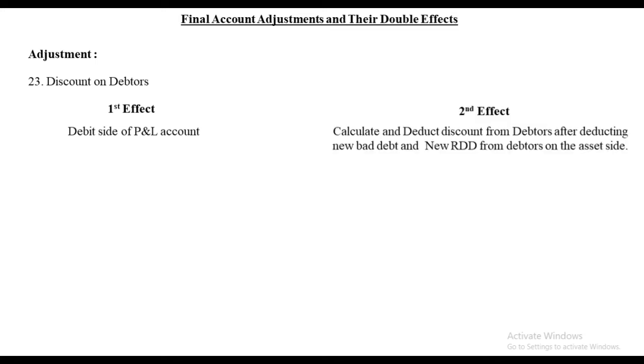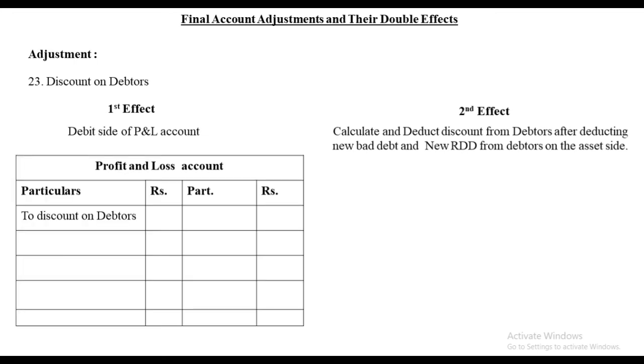Adjustment 23 is based on discount on debtors. First effect, it will appear on the debit side of your P&L account. Second effect, calculate and deduct discount on debtors after deducting new bad debts and new RDD from debtors on the asset side. Now the first effect is simple, it will just appear on the debit side of P&L account as discount on debtors.